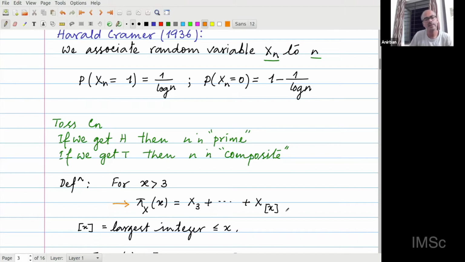It's a sum of random variables, hence it's again a random variable. You are summing up x3 to xx, because you have all these for integers. If your x is an integer n, then you are simply summing up x1 through xn. So if it is an integer, then you are just summing that up.